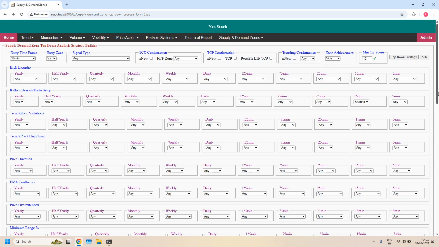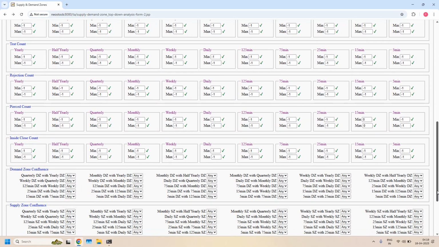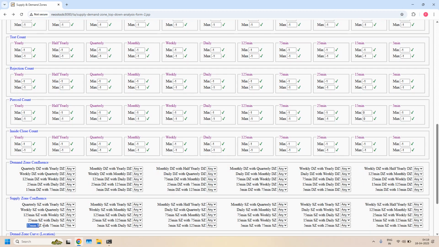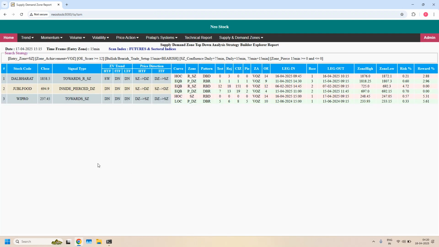Now we are looking for LTF, ITF, HTF supply zone confluence. So 15-minute supply zone with 75-minute supply zone confluence filter is enabled already. Remaining 2 filters, 15-minute supply zone with daily supply zone confluence, 75-minute supply zone with daily supply zone confluence. With all the 3 filters, that is LTF, ITF, HTF, supply zone confluence, we got again all the 3 stocks. Okay.